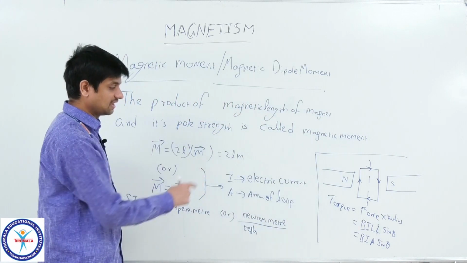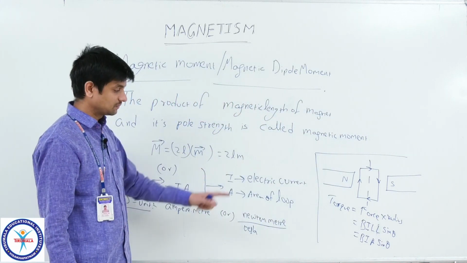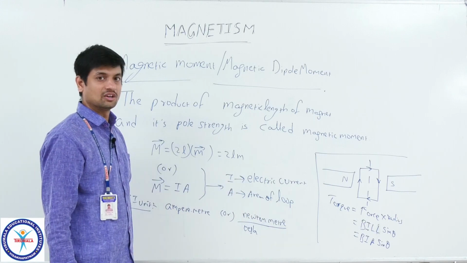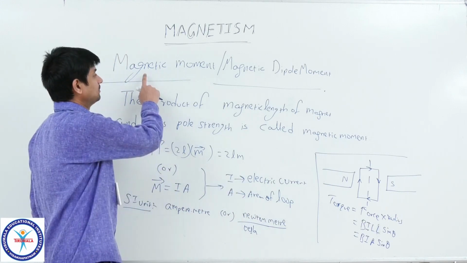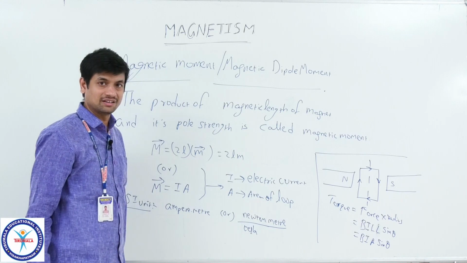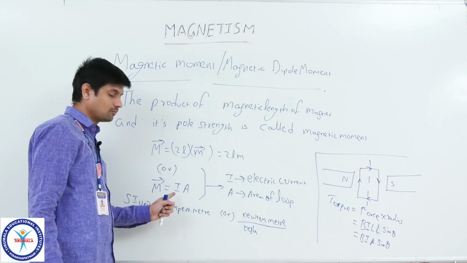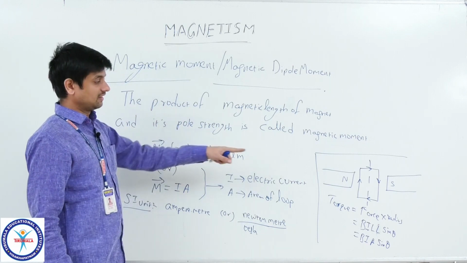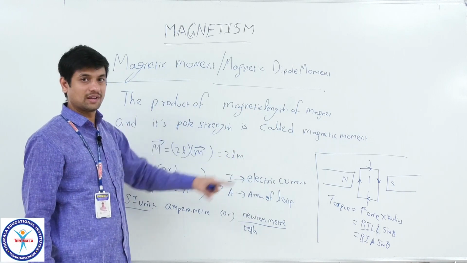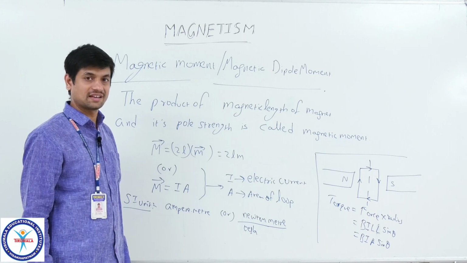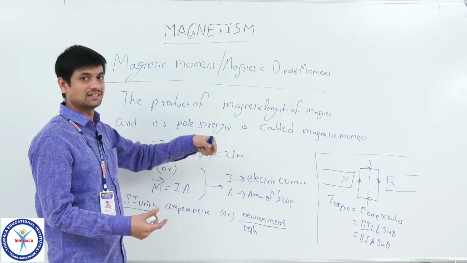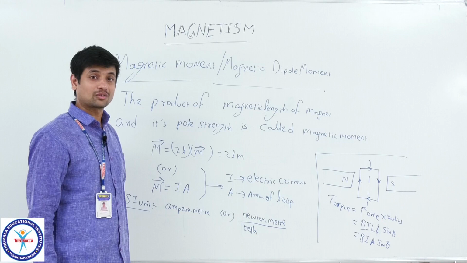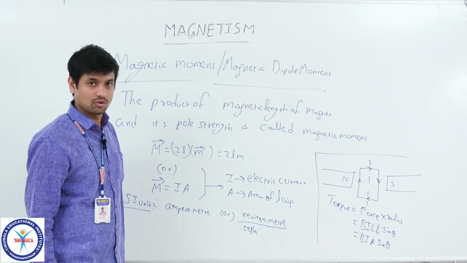There you can see B is the magnetic flux density, and I into A is the one factor, that is the magnetic moment, that depends on how much current is passing and how much loop is there, because inside the electric motors you will have a soft iron core plate that will rotate itself due to the electromagnetic effect.